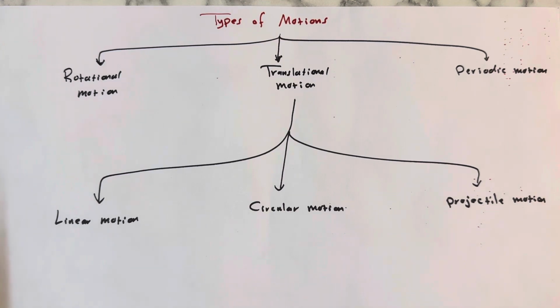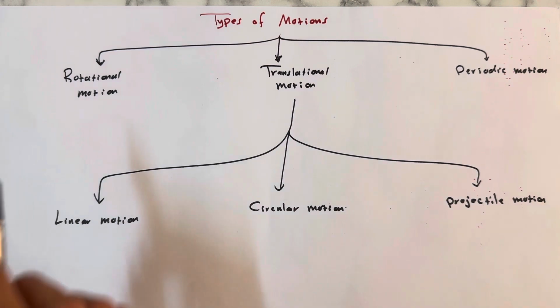I will explain all the topics of the 12th grade physics book. Let's get started from chapter 1, section 1. And first of all, I would like to discuss types of motions. How many types of motions do we have? We have three basic types of motions.